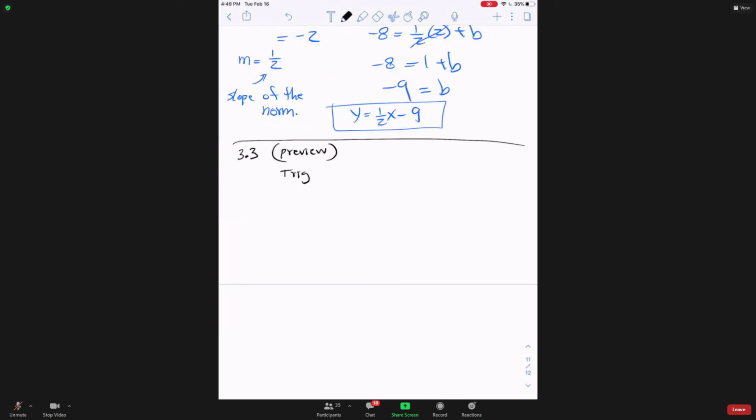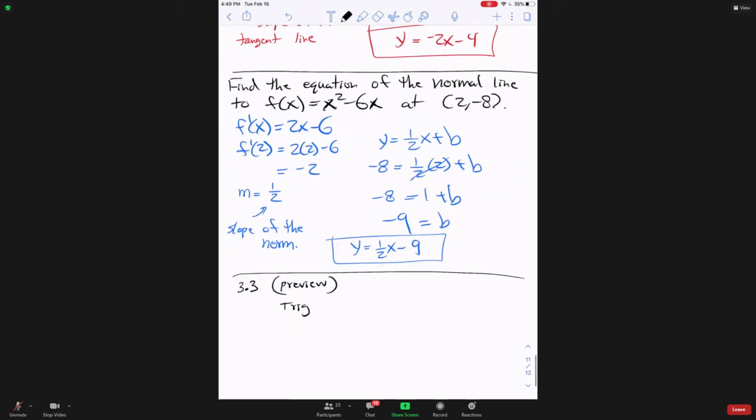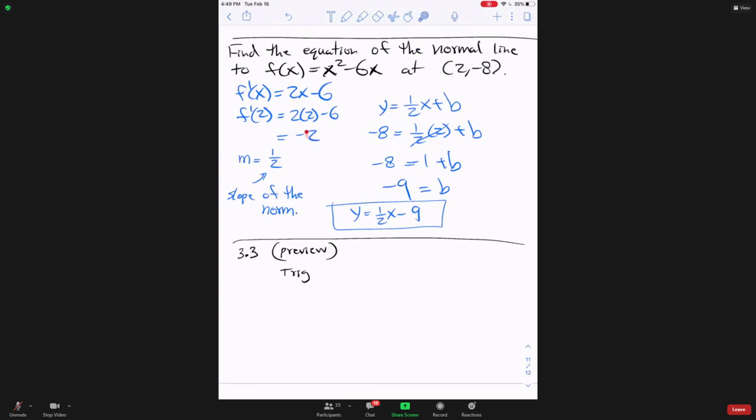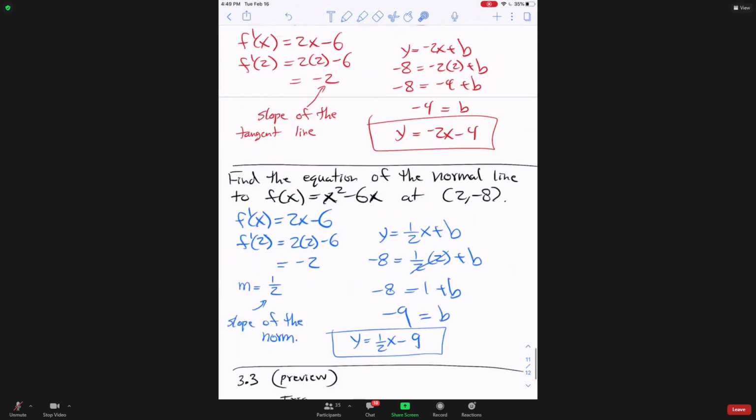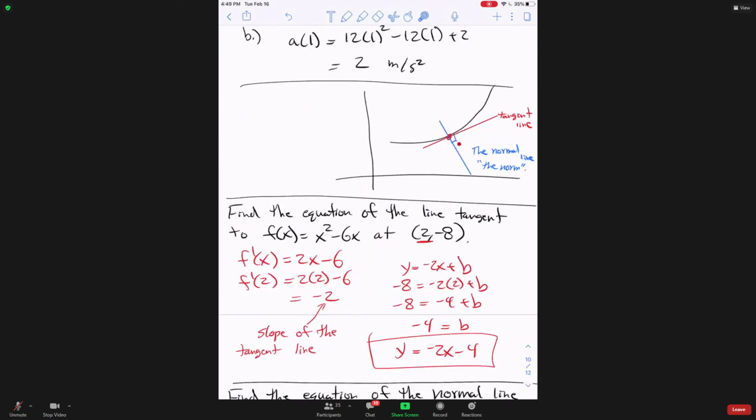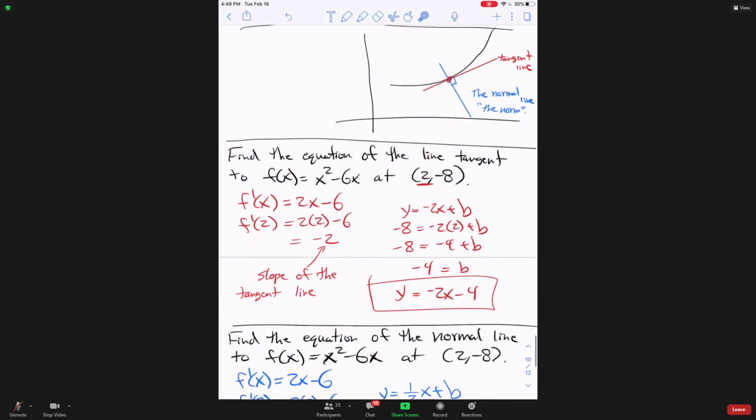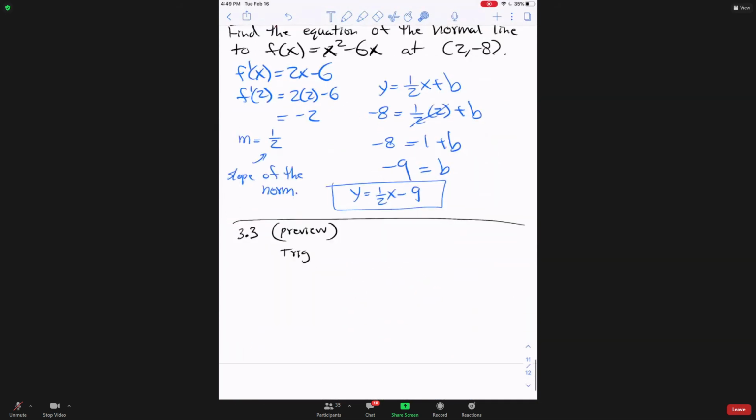Professor, I'm so sorry, quick question. How do we get 1/2 on the top up there on the slope of the normal? Yeah, so we got -2, right? You see the -2 here? Since the normal is perpendicular to it, so this is a general graph. See this blue line, how it's perpendicular to the red line? Two lines that are perpendicular have slopes that are negative reciprocals of each other. So -2/1, you flip it over and change the sign, it's positive 1/2. Okay, thank you.